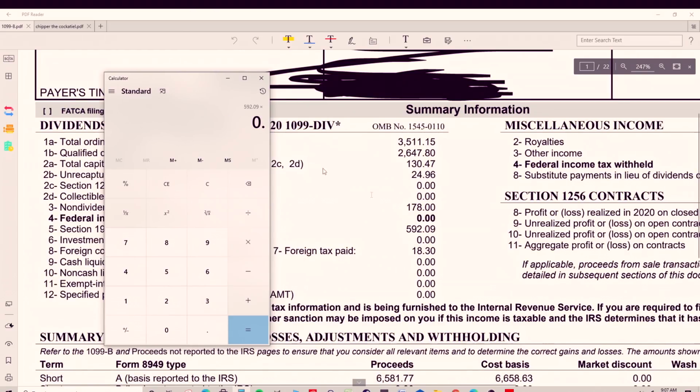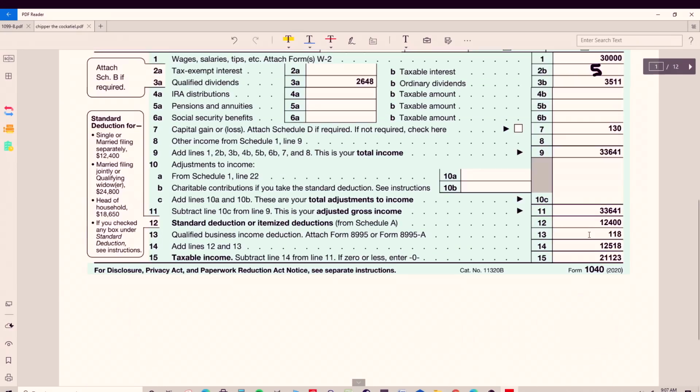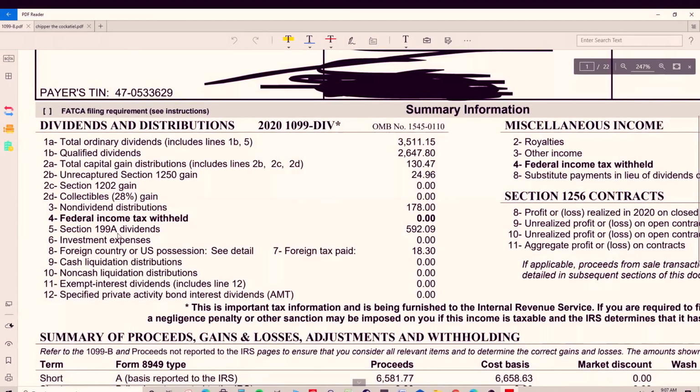Now notice I'm doing 592 times 20%, which is $118. We're going to see this $118 show up on page 1 of the 1040, line 13. And it shows up right below our standard deduction. So it gives us an additional deduction right here of $118, and that's where that comes from. The only time that you're probably going to see these dividends is if you have REITs that you're invested in, which we're going to look at a little bit later in the video. You're going to see where this is generated, but that's something to be aware of. But if you can get them, great. It's just going to further reduce your taxable income.